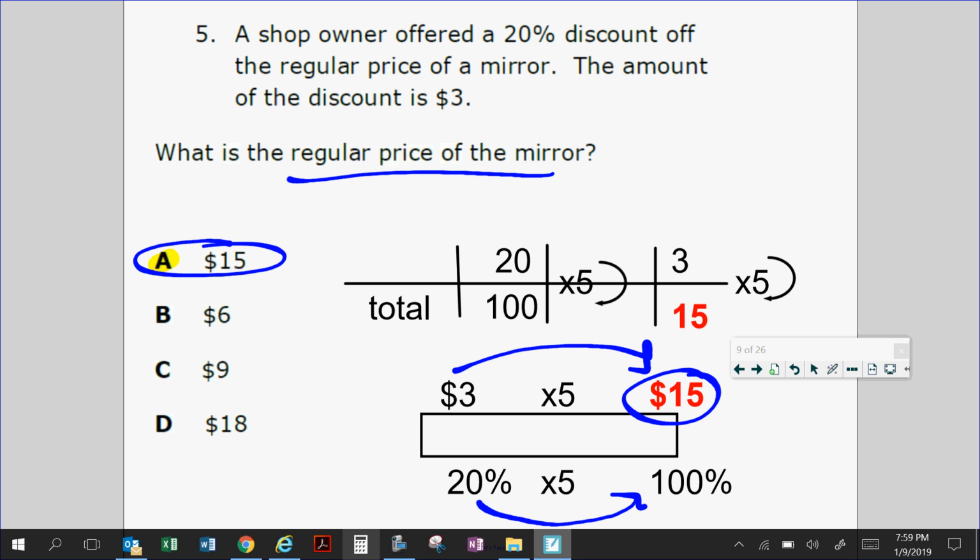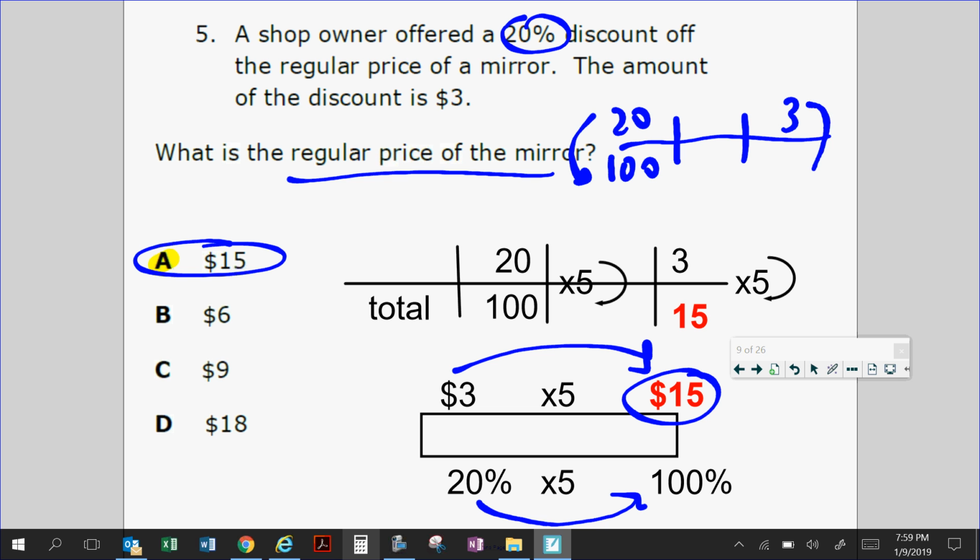Maybe you do not like the picture. Maybe you prefer making a table. So how do you write 20% as a fraction? 20 out of 100. And $3 goes here. Do you see a relationship from 20 to 100, times 5? That's why it's 15. So times 5, times 5, and that's why it's 15.